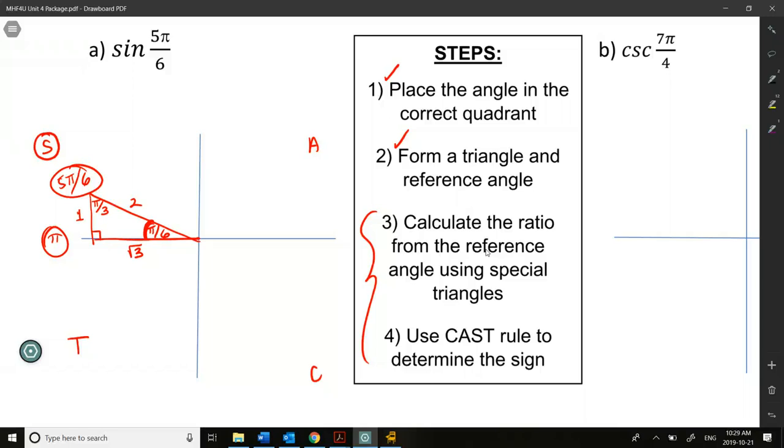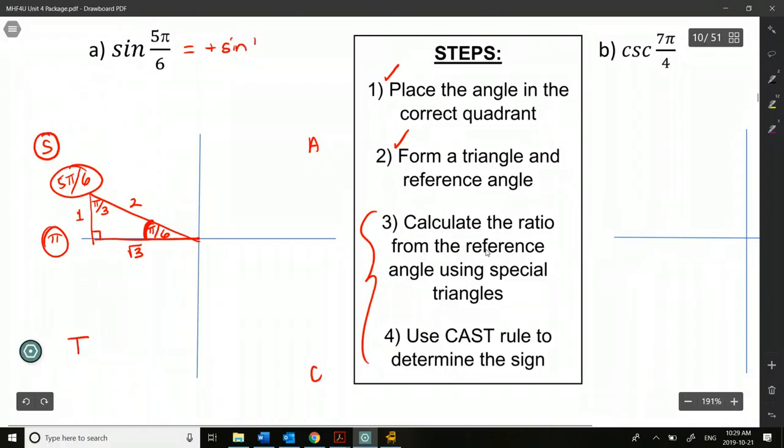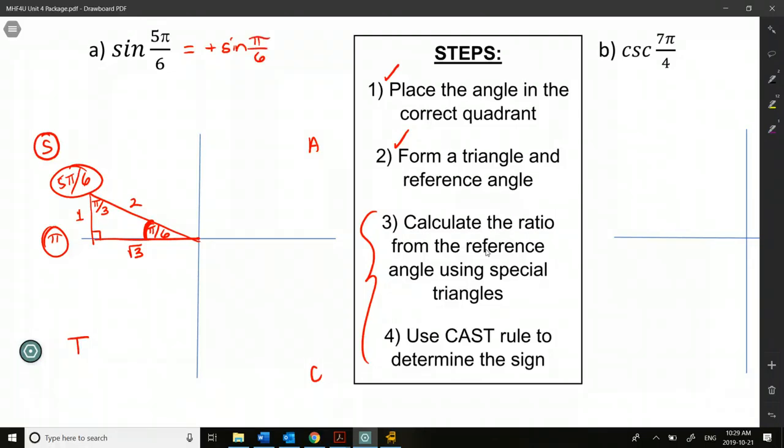Does that mean my answer will be positive or negative? Positive. Yes. So this will give me the positive sine of the reference angle, which is pi over 6, using the CAST rule. And then sine of pi over 6.